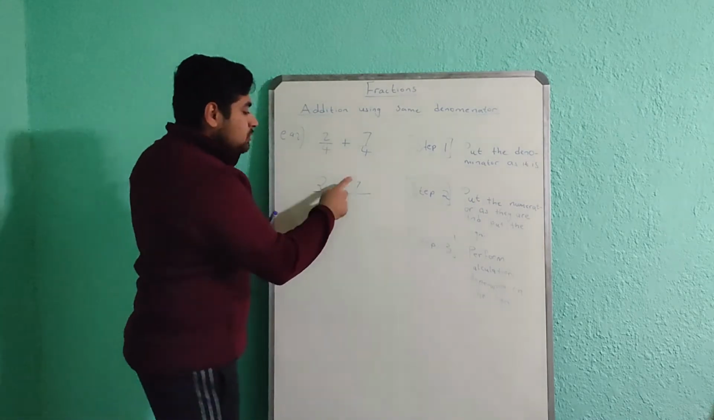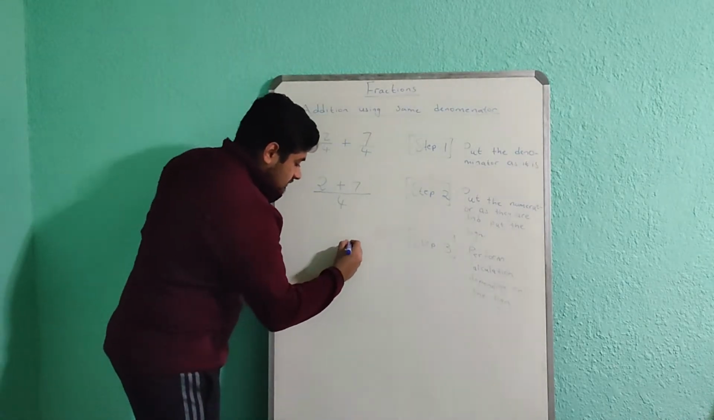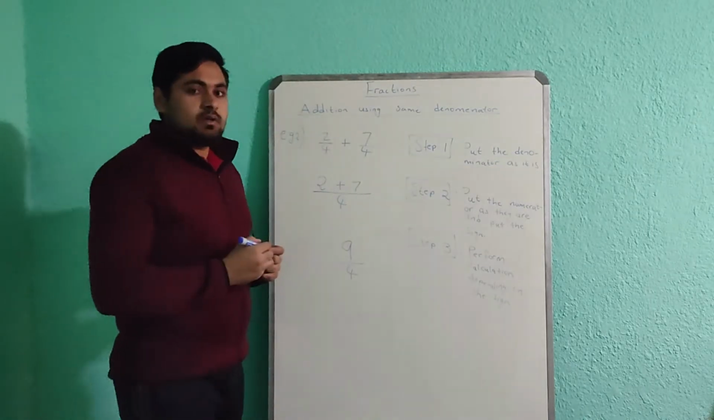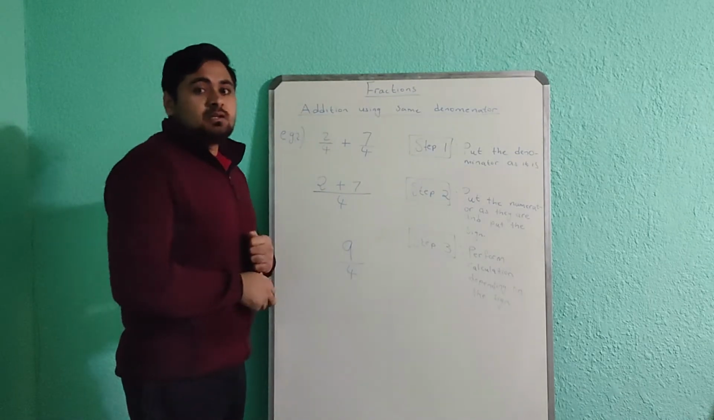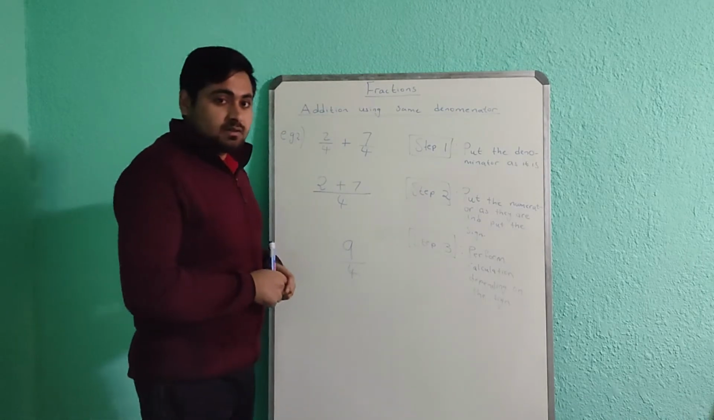So now 2 plus 7. What is 2 plus 7? That is 9. So we got 9 over 4. Can you see how easy it is to perform calculation on addition of the same denominator?